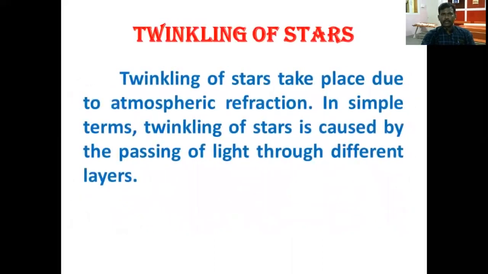And the next one, twinkling of stars. It is due to two reasons, and the main reason is atmospheric refraction. Due to atmospheric refraction, the twinkling of stars is possible. And we can also say that the distance is one of the reasons. Due to the distance, the refraction is very high. The refraction of the light rays from the star to the earth's surface gets more refraction.